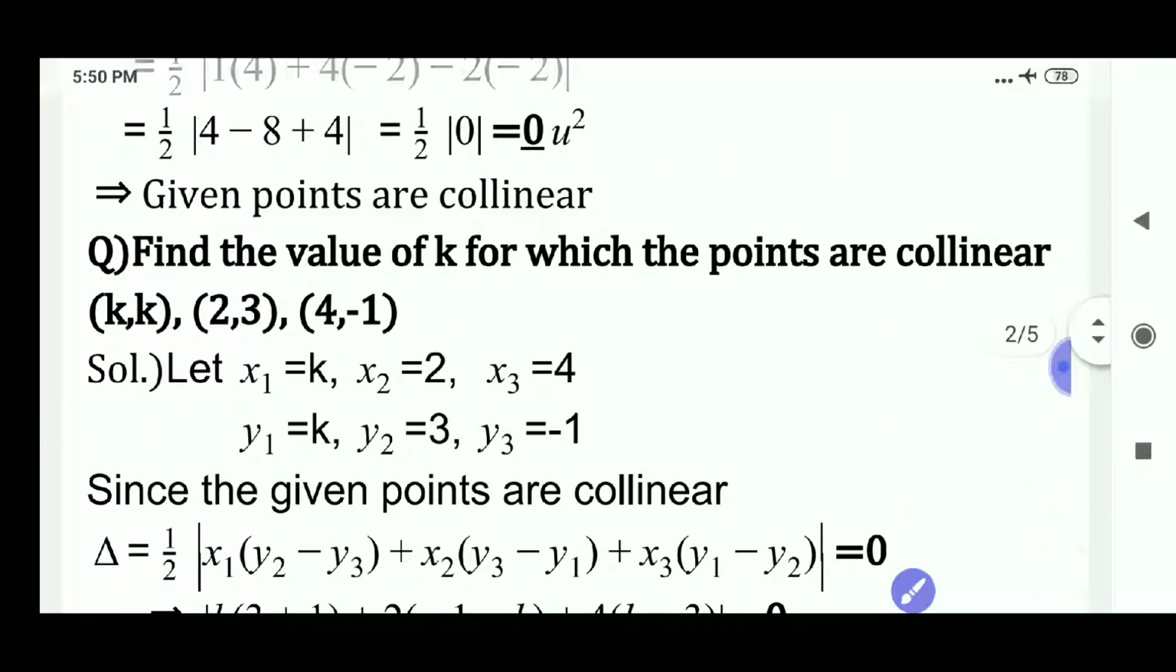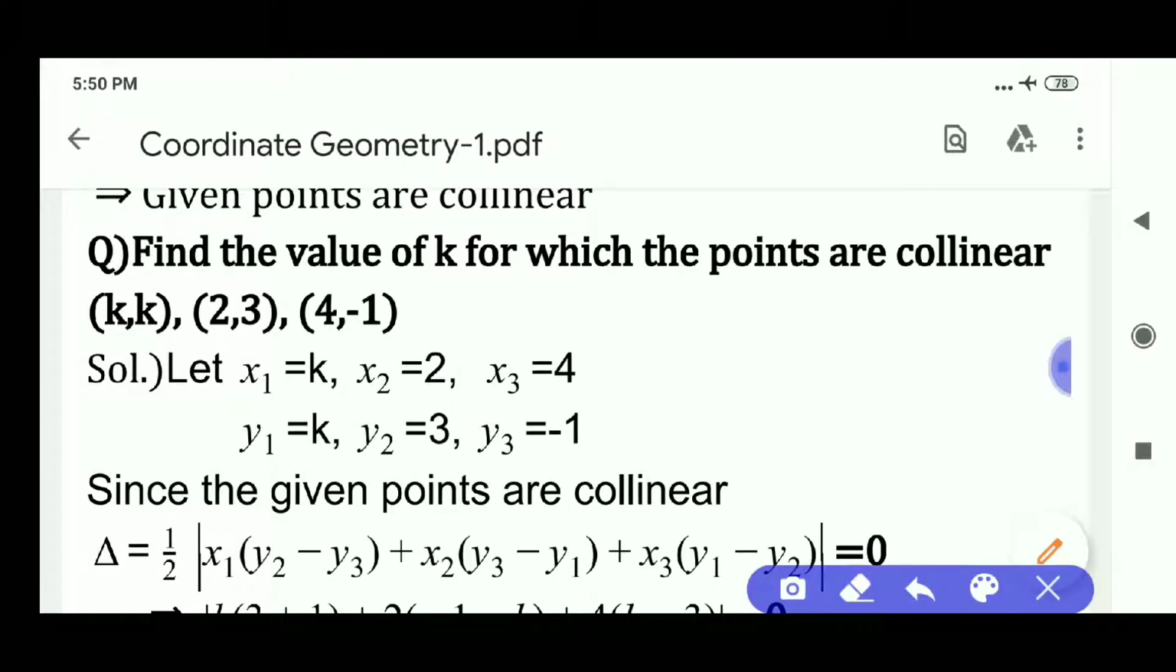One more question. Find the value of k for which the points are collinear. That means 3 points are given. In one point k appears. We have to find the value of k. The condition is the points are collinear. Very easy.